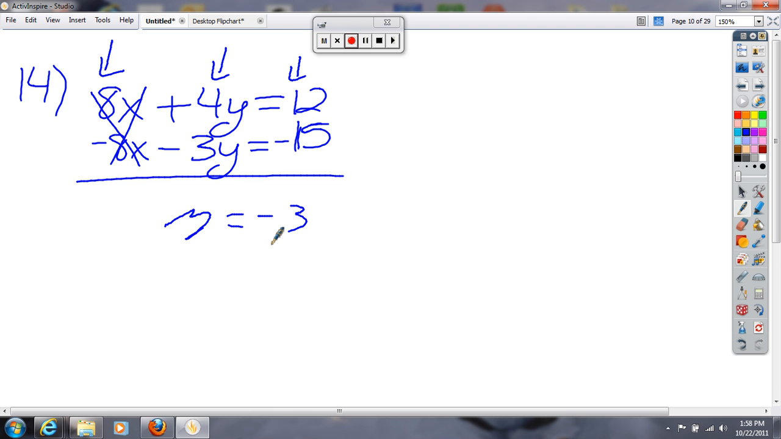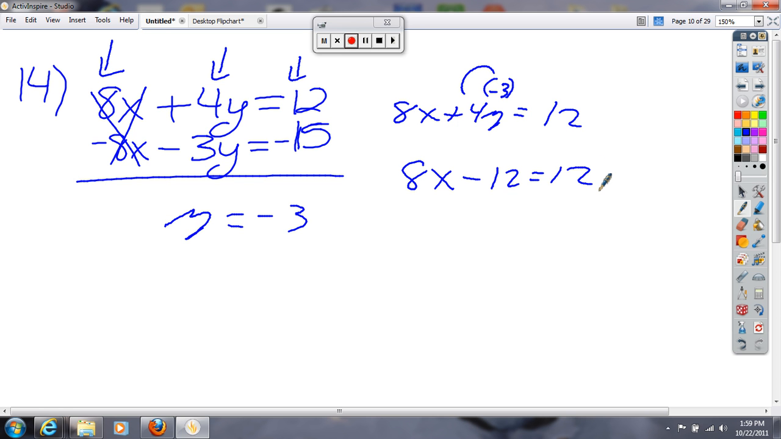Why did I pick the top one? Because they're all positives. I like positive numbers. So I have 8x plus 4y equals 12 on top. You can use the bottom. It does not matter. They both work. Alright, y is negative 3, so above the y I'm going to put negative 3, and I'm going to work it out. 8x, and 4 times negative 3 is negative 12, equals 12.